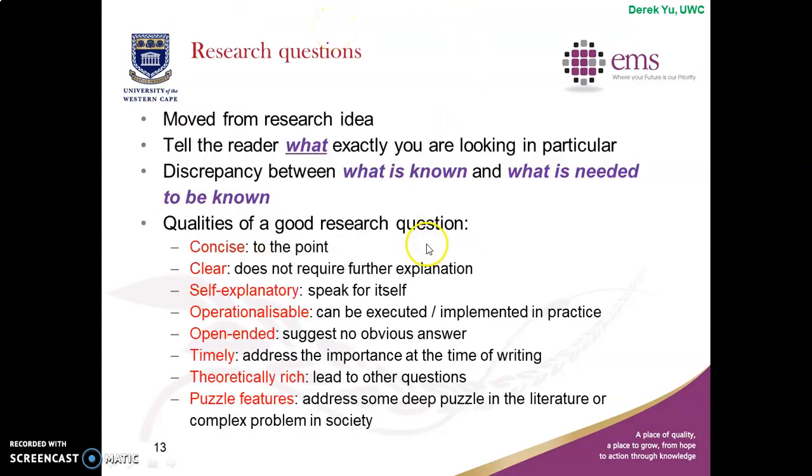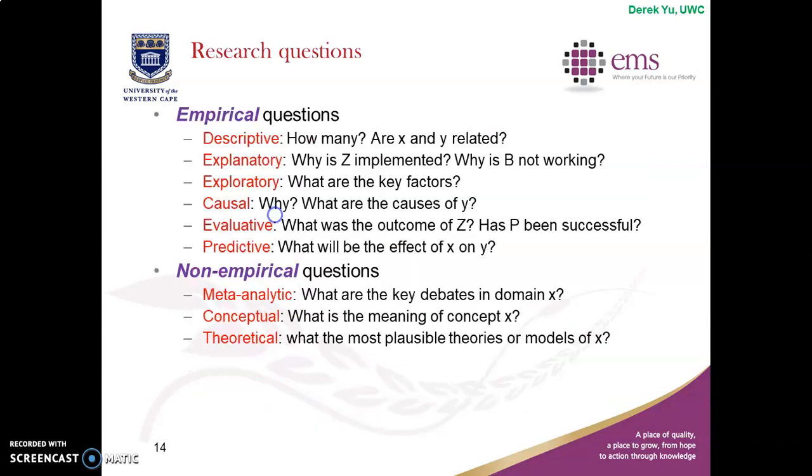Okay. So in other words, there's a discrepancy between what is known and what needs to be known. For the last few words, what needs to be known, you need to find out the answers by analyzing, let's say, the Stats SA census data. Okay, and then slide number 14 is self-explanatory. Okay, so some of the questions are empirical. It means it involves data analysis, but other questions are non-empirical. In other words, it does not necessarily need data analysis.